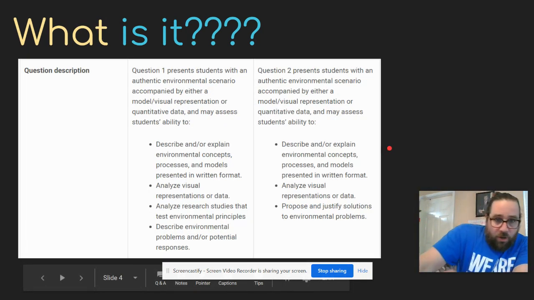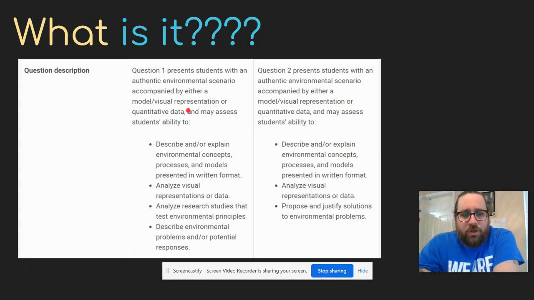What's it gonna be over some more? So you're gonna be designing an experiment, analyzing a visual, a graph, or something like that for question one. For question two, environmental concepts. Typically, it's gonna be like, what's an environmental problem? What's an environmental solution? And so I have my guesses as to what these might be.